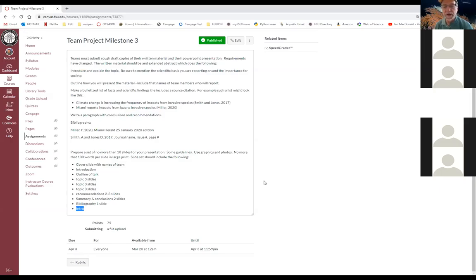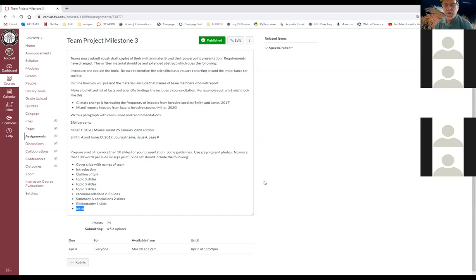Now, in your conclusions and recommendations, you might want to say things like, we recommend more regulation on exotic pets to prevent release of that, and that there should be a hotline or a monitoring to report when new species that might be potentially invasive appear. So that kind of recommendation and conclusions.